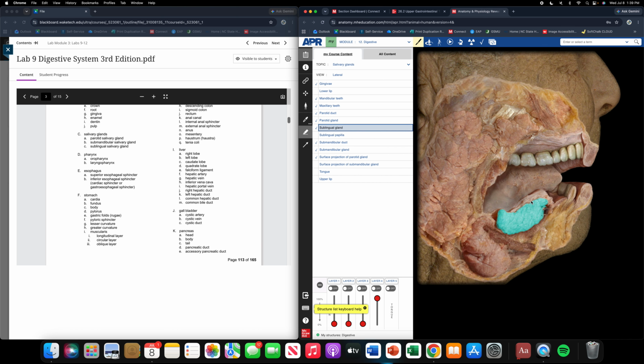And it is just below the tongue. So that's how you can, a lot of times people will get the submandibular and sublingual confused. Sublingual is just below the tongue. That's what sublingual means.